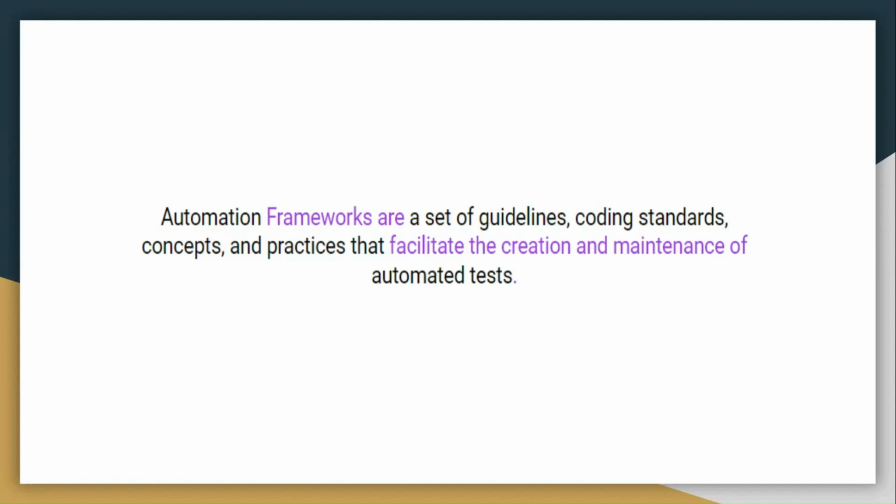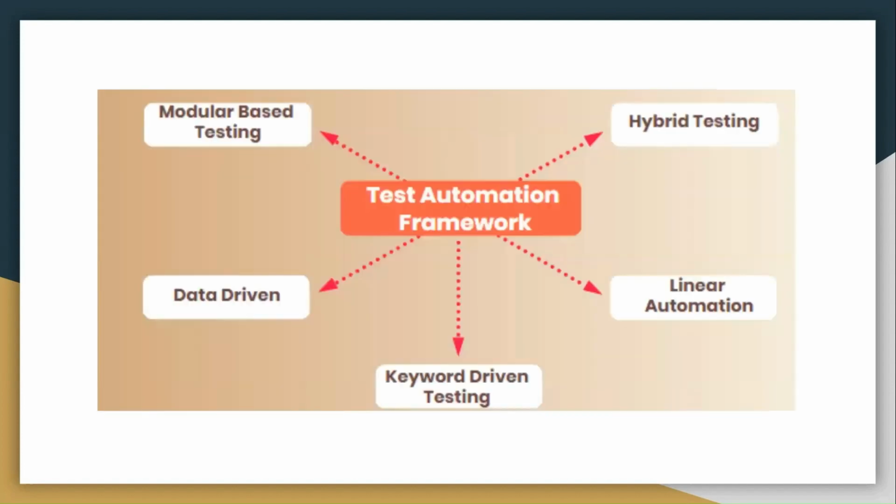Automation testing framework implementation varies from project to project. Based on that, frameworks are further divided into a few types, each with its own advantages and disadvantages. These types are the linear automation framework, the modular based testing framework, then data driven and keyword driven, and then the hybrid testing framework. Let us go through each of these types and understand what exactly they are.